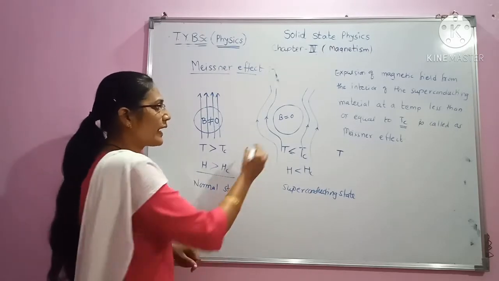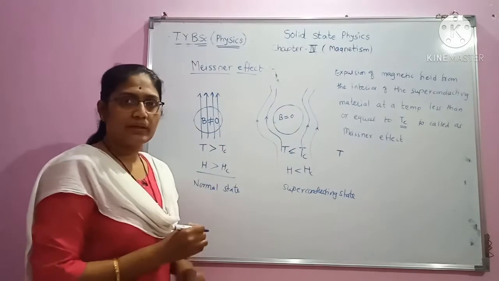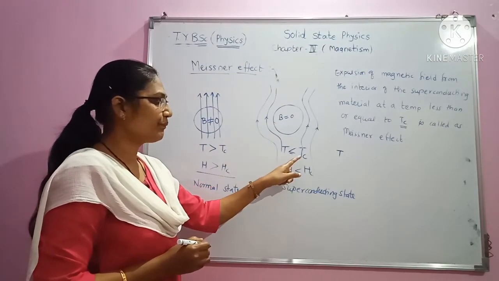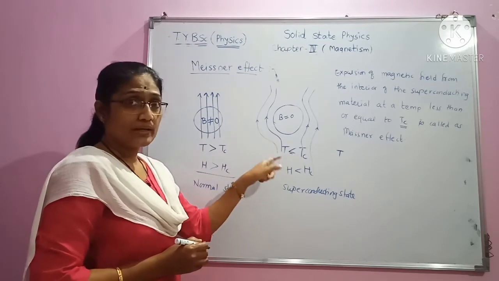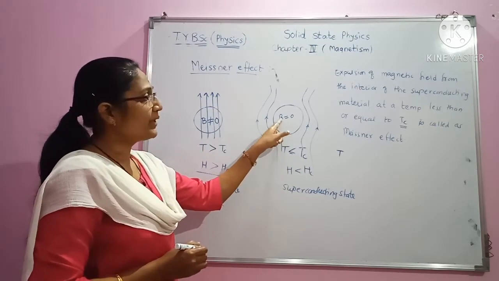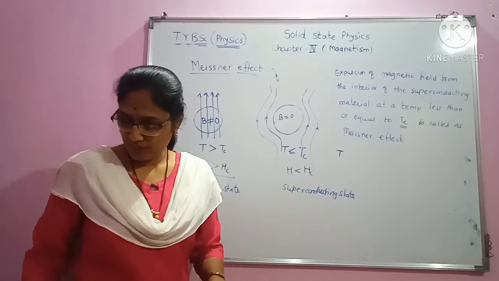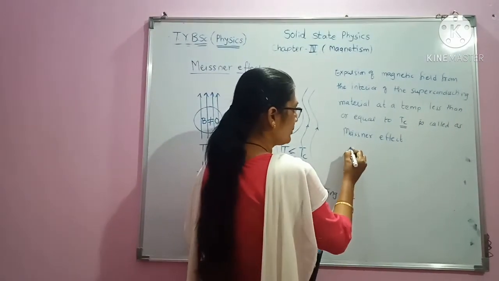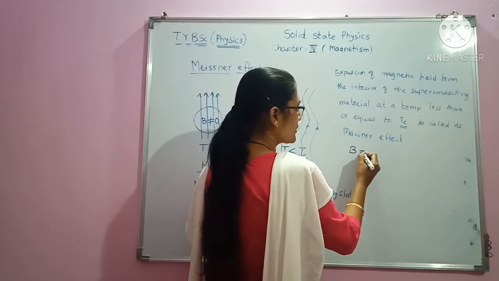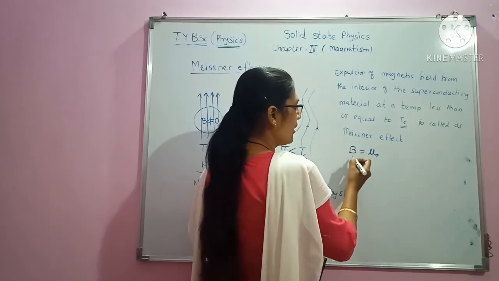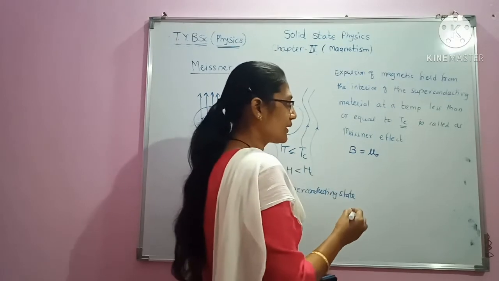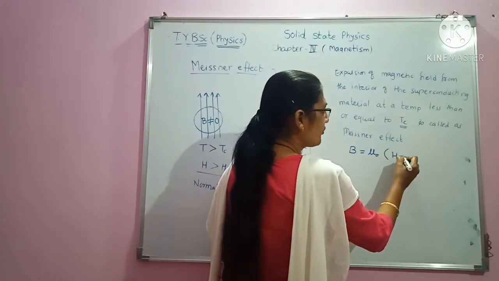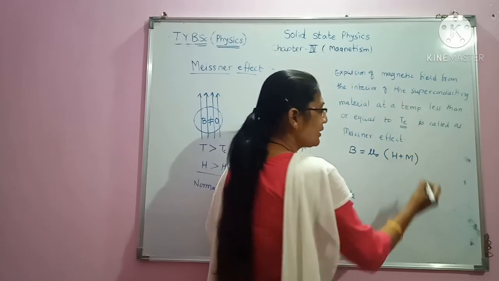Then we know that in the interior of the superconducting material, for all values of T less than Tc, the B value is 0. Therefore, we know that magnetic induction is given by the formula B is equal to mu 0, that is the permeability of free space, into the applied magnetic field plus the magnetization produced.